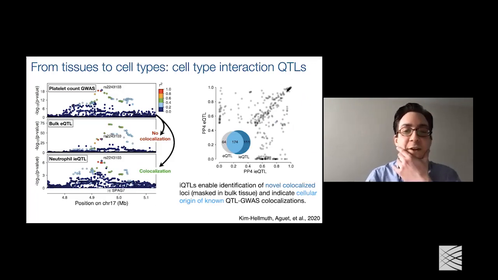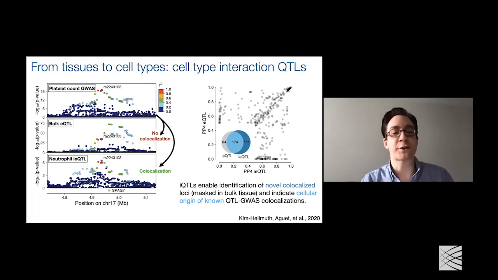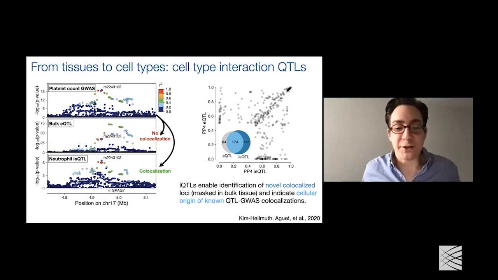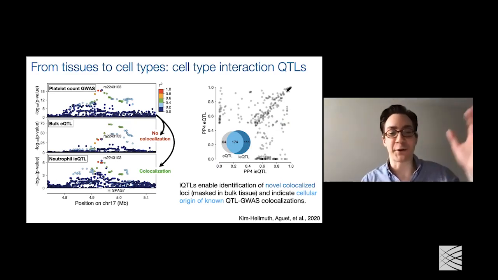Why is this important, and why do we think this is a really exciting direction to go in? It's when we're actually starting to incorporate cell type specific effects, and we're able to find a lot more colocalizations with GWAS signals. I'm rushing a little bit here towards the end because I just wanted to give a broad overview of the different types of analyses.